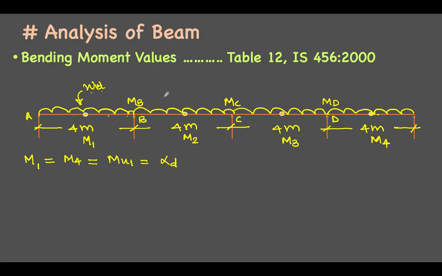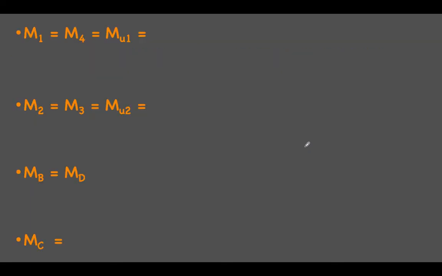Again we have to consider the moment, so we have to consider it as WUD into L square, plus for live load the coefficient is alpha L, and we have WUL, that is live load, into L square.